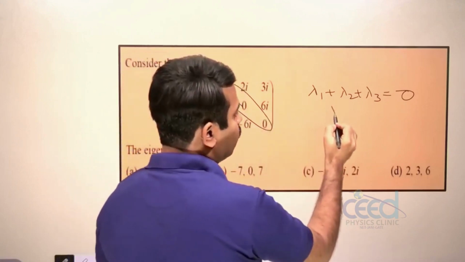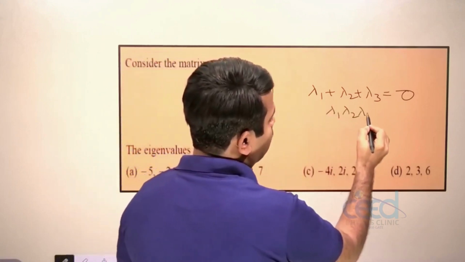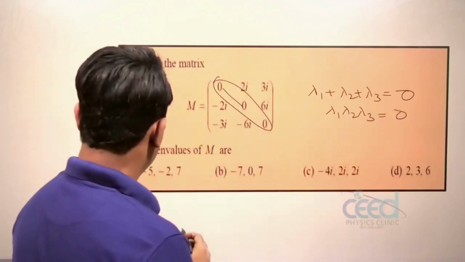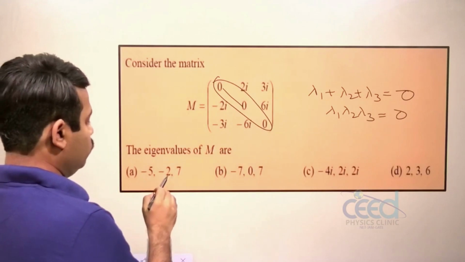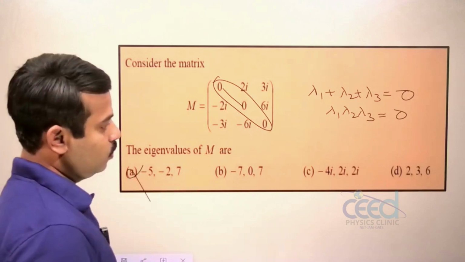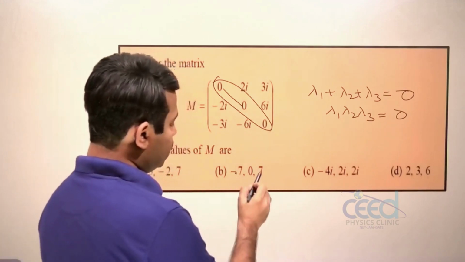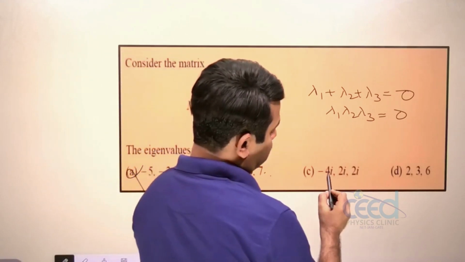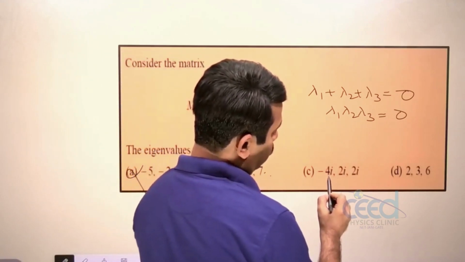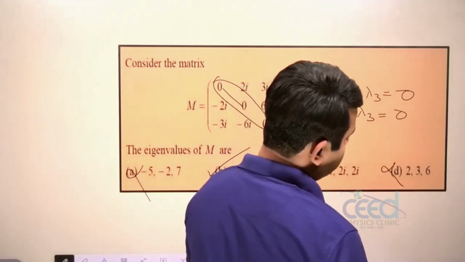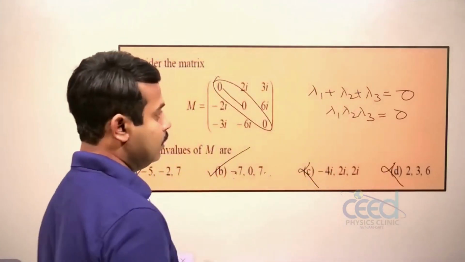What is the determinant? Product of eigenvalues, right? That is also 0. Then sum, and here minus 5 minus 2, sum is 0 here, but product is not equal to 0, so this is not valid. Here sum 0, product also 0, so this is valid, right? Here sum 0, but product is not equal to 0. Here nothing, product and sum not equal to 0, so option B is correct.